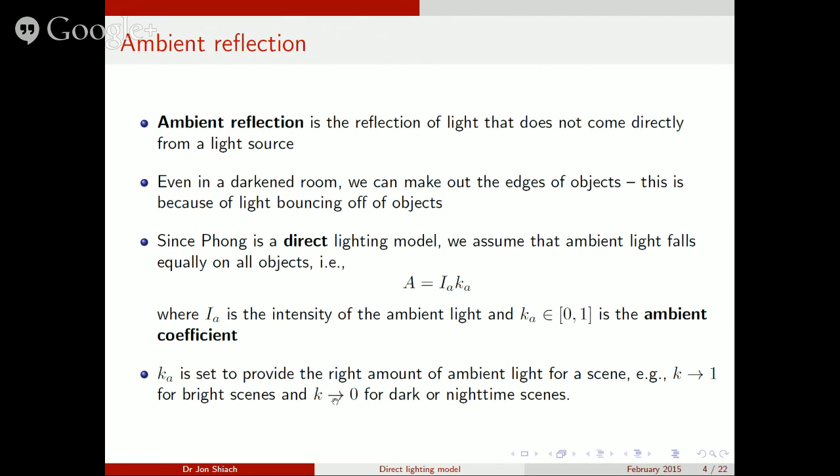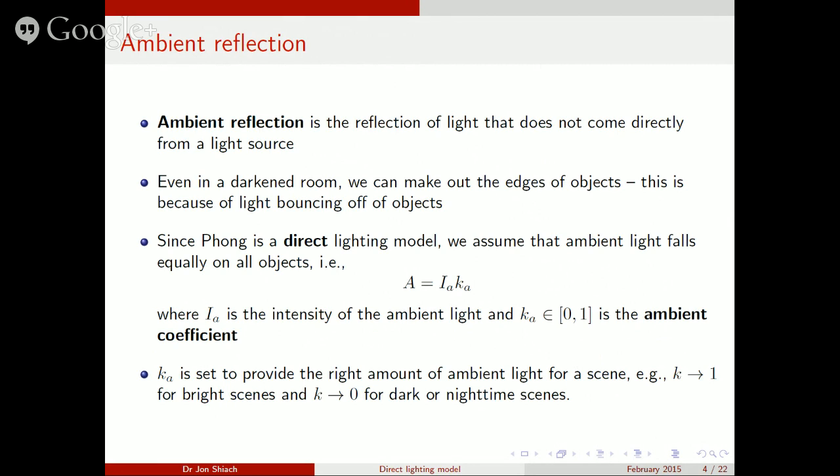If k_a is close to 0, we've got a very dark scene. All objects within your scene have hardly any ambient light, so it's very, very dark. If k_a is close to 1, then you've got a very light scene. All objects have lots of ambient light falling on them, so it's very bright. So that's the first part of our model.